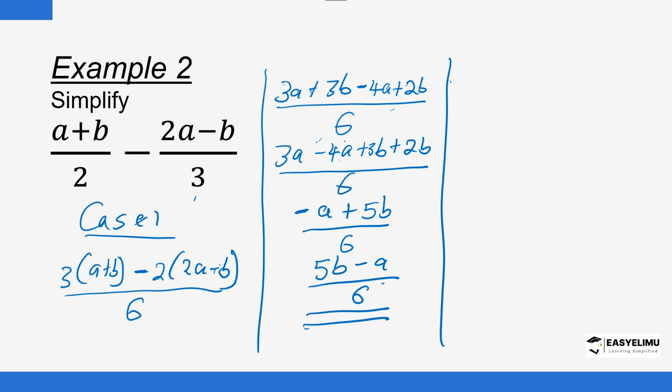So that becomes the simplest form of this expression. Now, that is the first approach. Second approach, I'll call it case 2. So case 2, I have a plus b over 2 minus 2a minus b over 3. So what I'm going to do is to cross multiply.